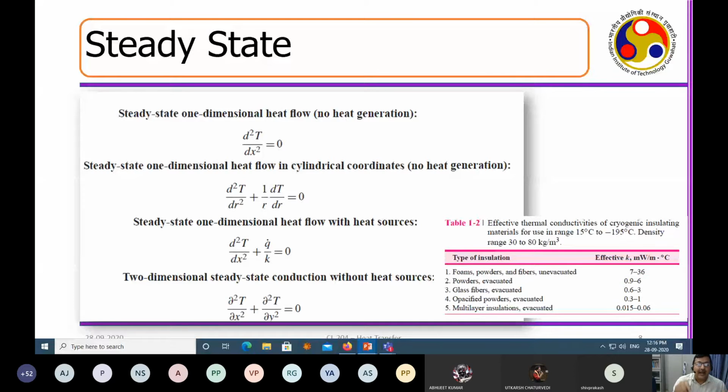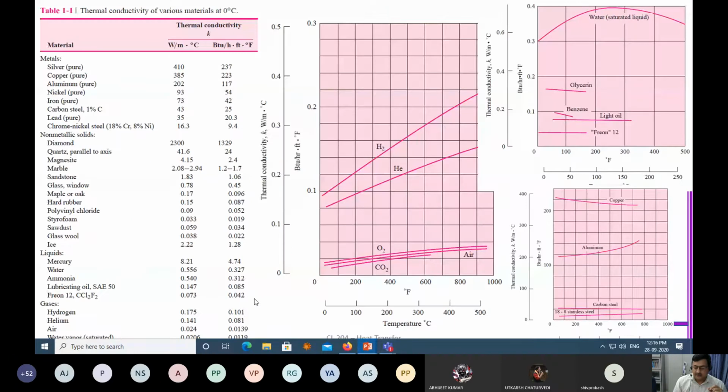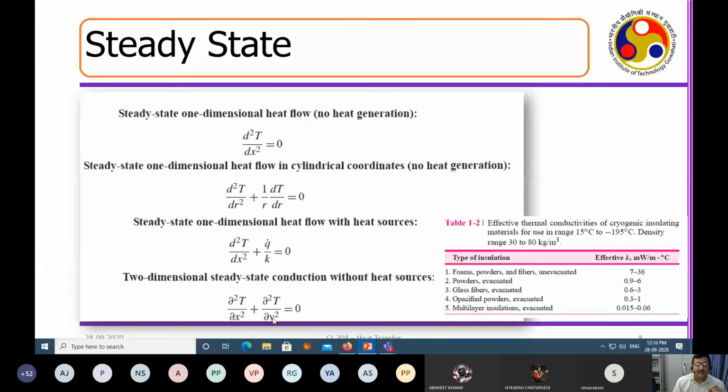Now, if you add heat generation to it, how will the equation look? If you add heat generation to it, the equation will look like this. This is typically a Poisson's equation. Why am I writing in terms of ordinary differentials here? Because this is a one-dimensional equation. The moment it goes to two dimensions, you see that I have taken the partial differential equation, which is an elliptic equation, or this is also called the Laplace equation.